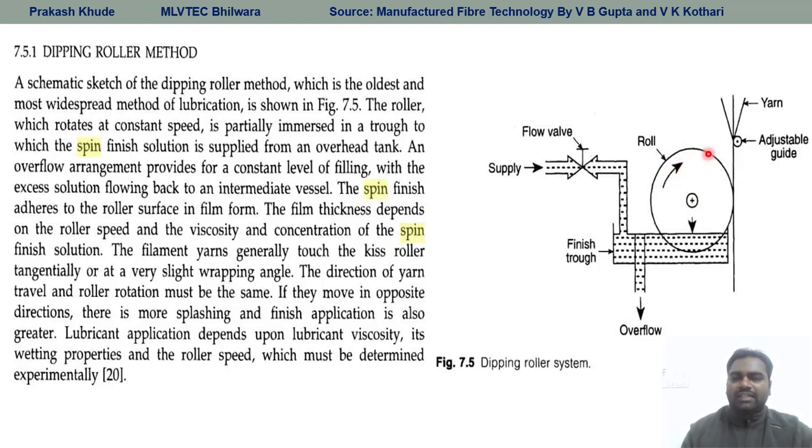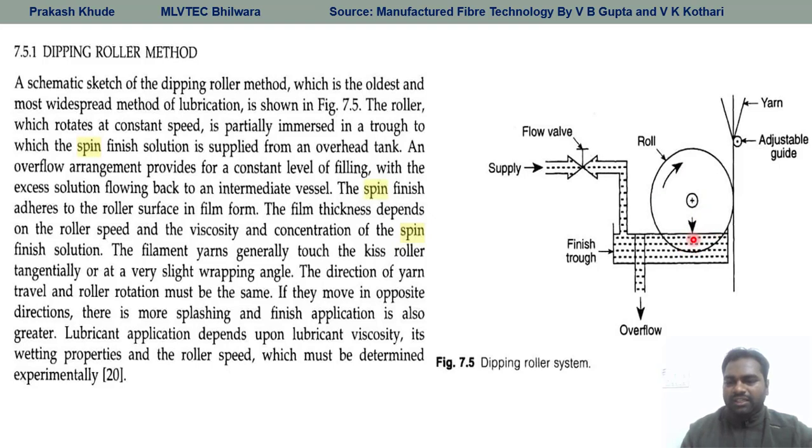In this we can see that there is a roller which rotates at a certain constant speed and which has been partially immersed into your trough, and the trough having this spin finish solution which has been supplied from your overhead tank, and there is an overflow arrangement made for a constant level of filling, with the excess solution flowing back to your intermediate vessel.